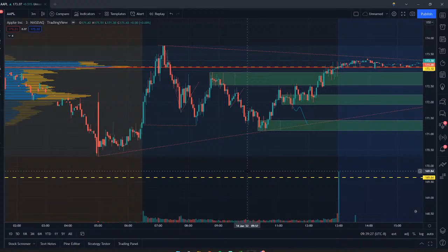So don't overthink it. Don't overcomplicate it. Look for your patterns, draw them in. And if you're not feeling confident, just start drawing your patterns in and don't take trades.